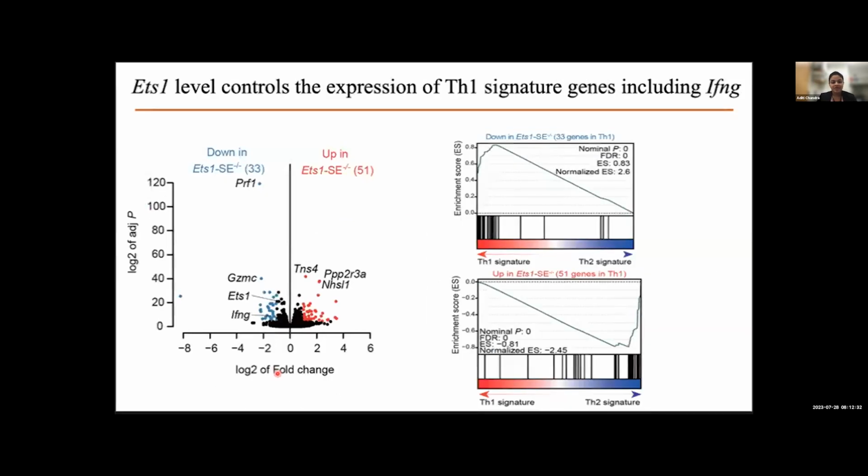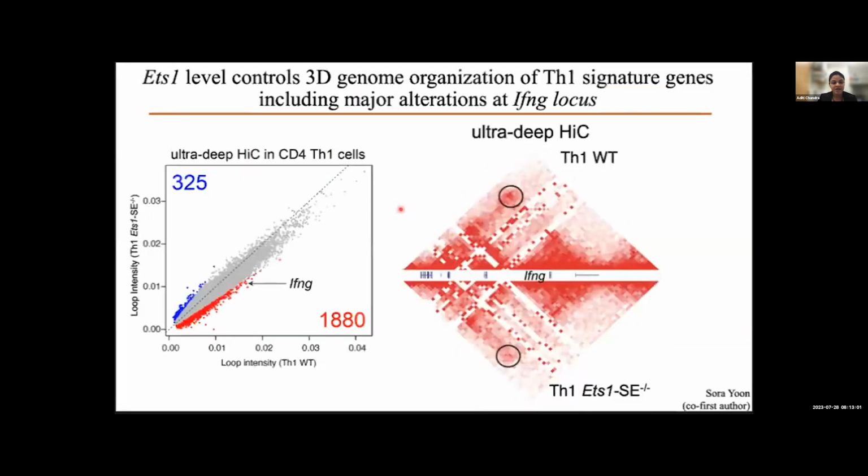Next, to understand at the genome-wide level, we did a gene expression assay, where we showed that around 33 genes were significantly downregulated in the Th1 cells after the super-enhancer knockout. And when we did a gene set enrichment analysis on these 33 genes, they were significantly enriched in Th1 pathways, thereby indicating why we have previously observed a Th1 defect in these mice.